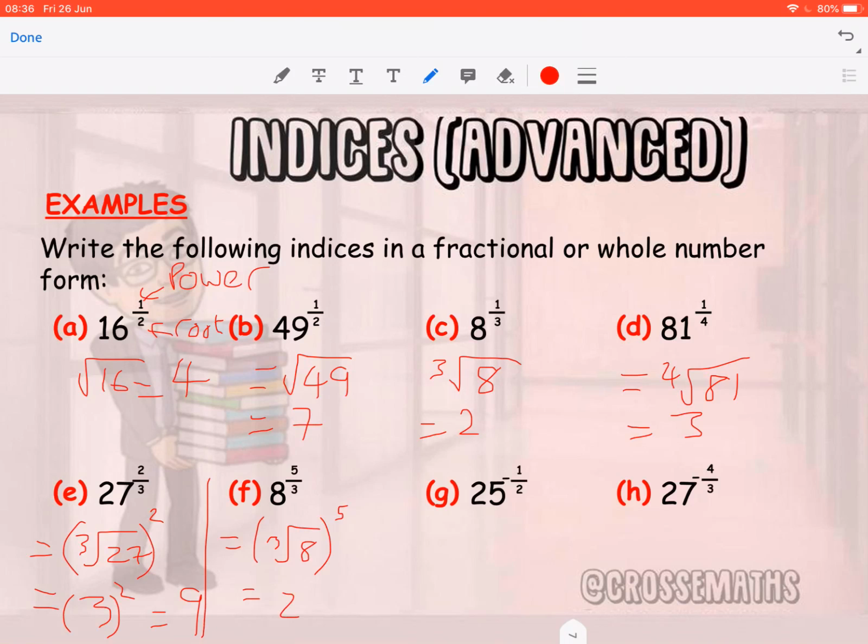Cube root of 8 is 2. 2 to the power of 5. 2 times 2 is 4, times 2 is 8, times 2 is 16, times 2 is 32.